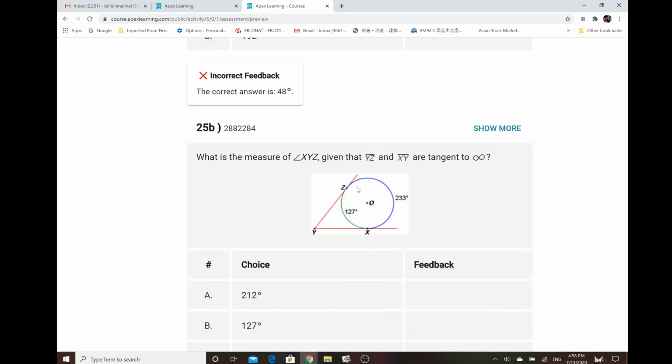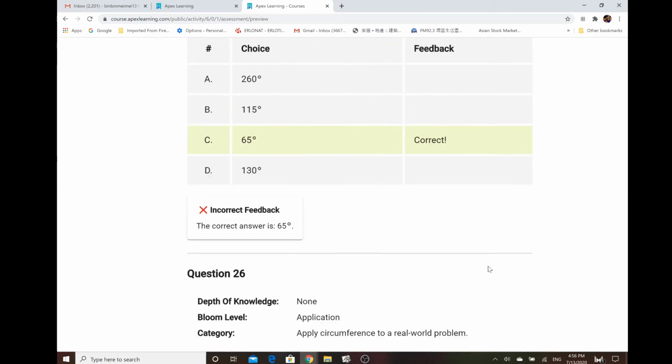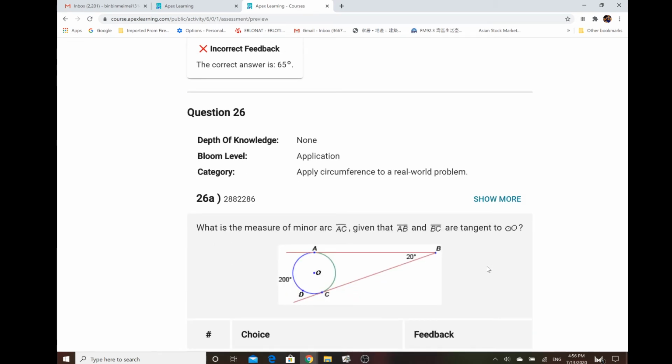So this one is bounded by 2 tangent lines. Again, find the measure of the external angle, XYZ. So 1/2 times the quantity of 233 minus 127. So we get 53. Okay, so it's pretty much the same type of problem.